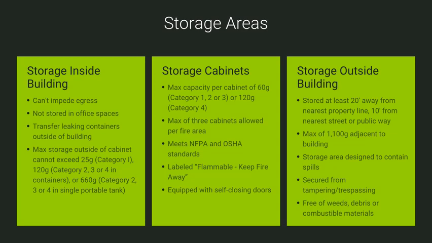Additional flammable liquids can be stored outside of the building. These chemicals must be stored at least 20 feet away from the nearest property line and 10 feet away from the nearest street or public way. A maximum of 1,100 gallons may be stored adjacent to the building. The storage area must be designed to contain any spills that occur, and the area must be secured from tampering or trespassing. Housekeeping rules apply outside as well. The storage area must be free of weeds, debris, and combustible materials. Flammable liquids stored inside of a container are subject to the outside storage rules.